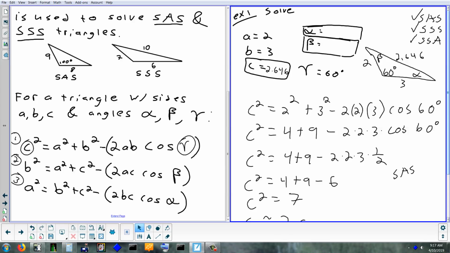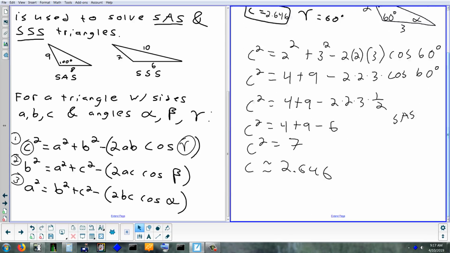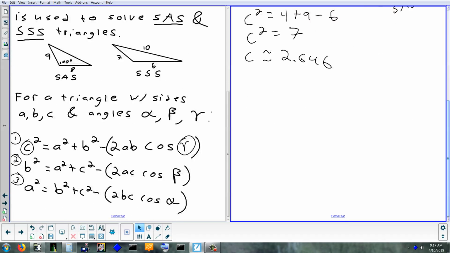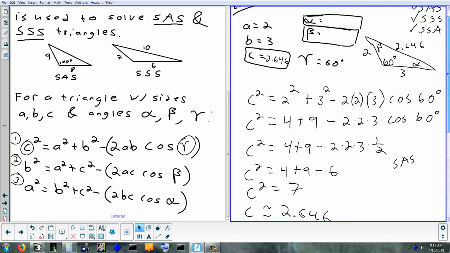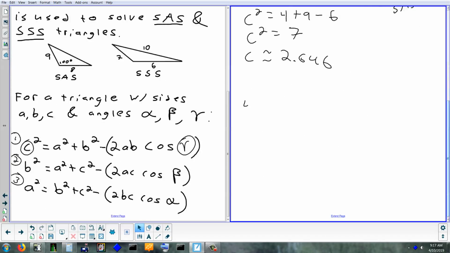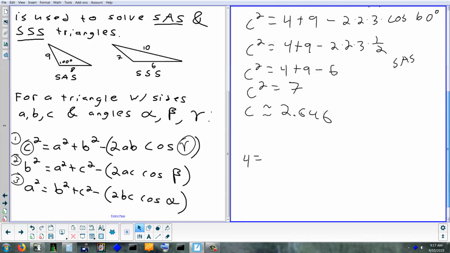All right. So let's do alpha. Let's scroll down. To find alpha, we're going to be using the third version of law of cosines: a squared equals b squared plus c squared. Let's go back up. I'm going to square it as I go. So a squared is 4. B squared is 9.